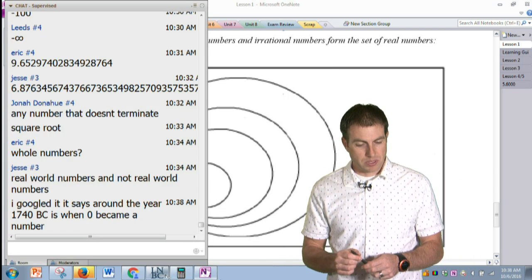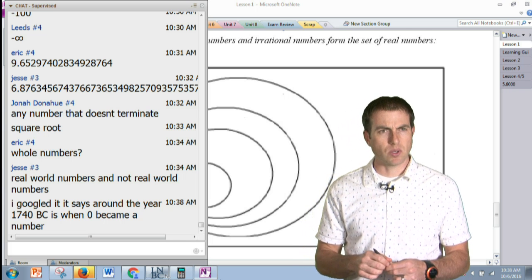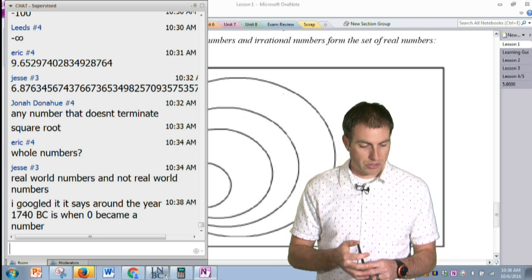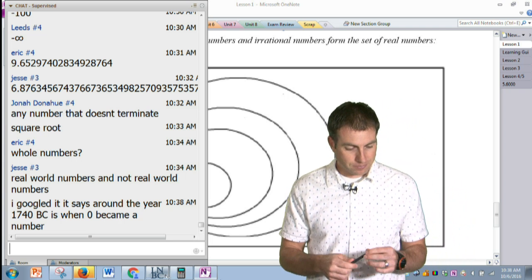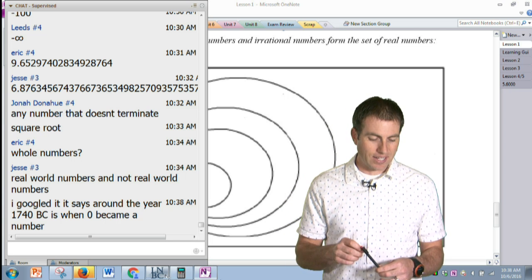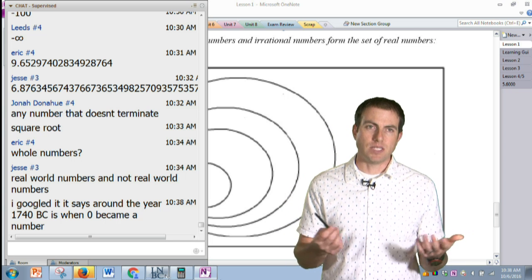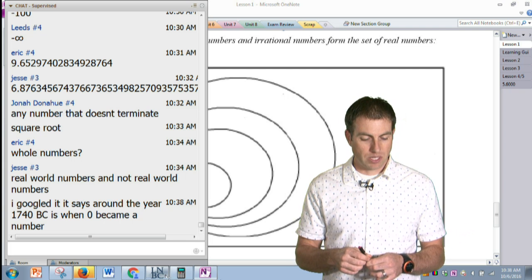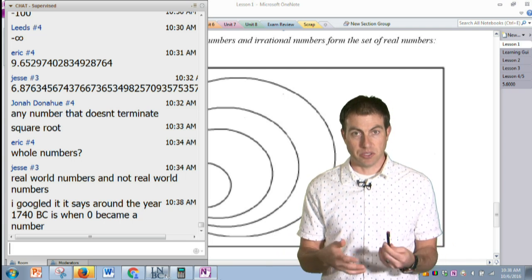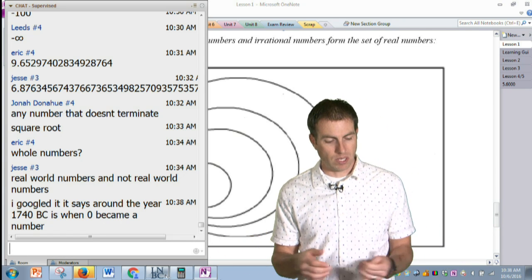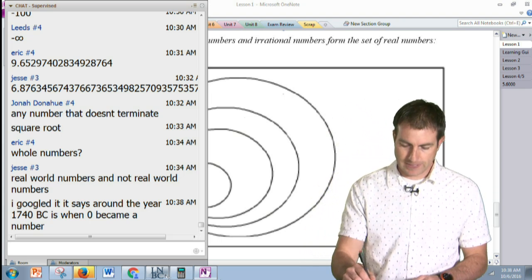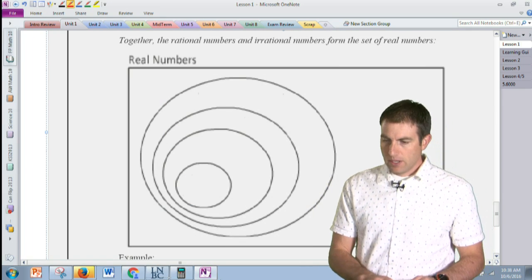So 1740 BC is when 0 became a number. So I said 3,000 years ago, so I wasn't too far off, maybe 1,000 years or so. 1740 BC. That is when 0 became an actual number. So the idea of 0 is really recent in terms of human history. I mean, we've been around for a while, but we haven't always used 0 in our number system, which is kind of an interesting idea, I think.